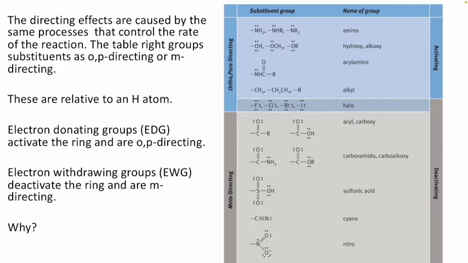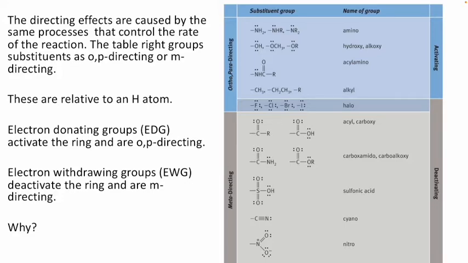Some of them are ortho-para-directors, other ones are meta-directors. You're always either ortho-para or meta. There's never just an ortho-director or something like that. So our substituents are going to fall into one of two categories, either ortho-para-directing or meta-directing.